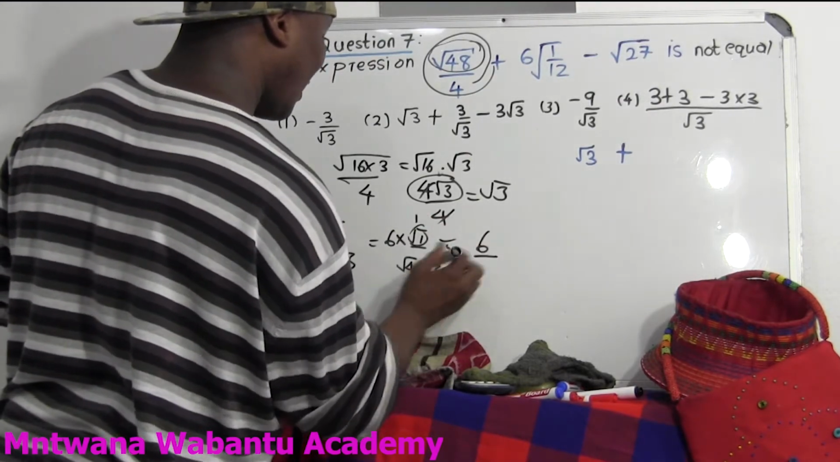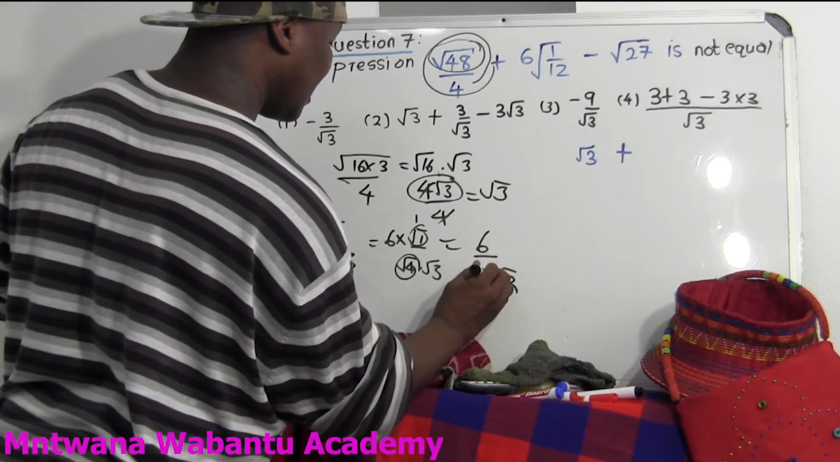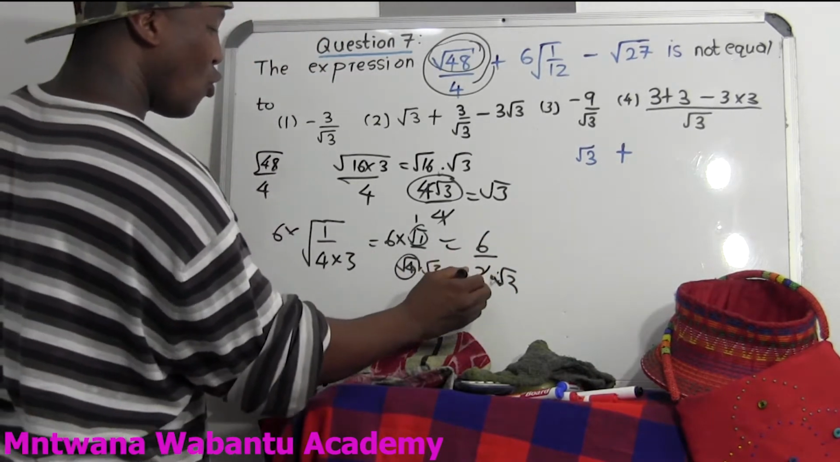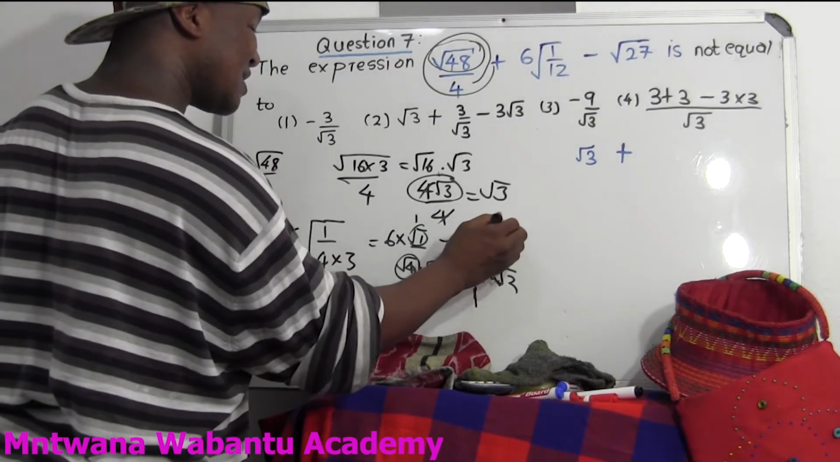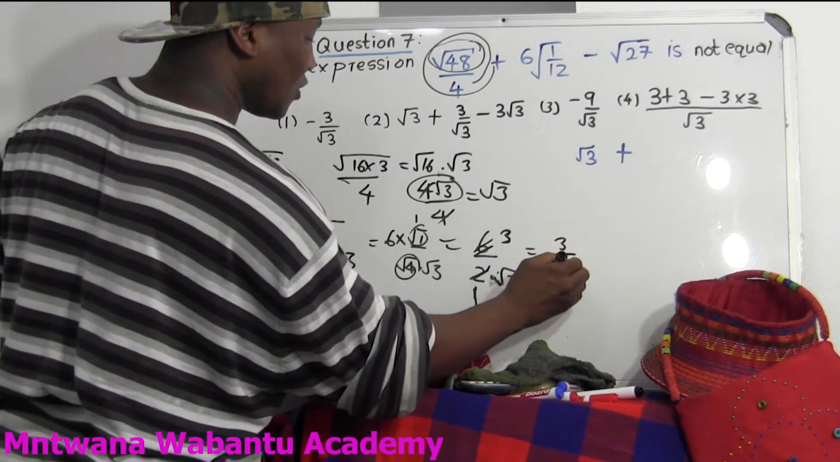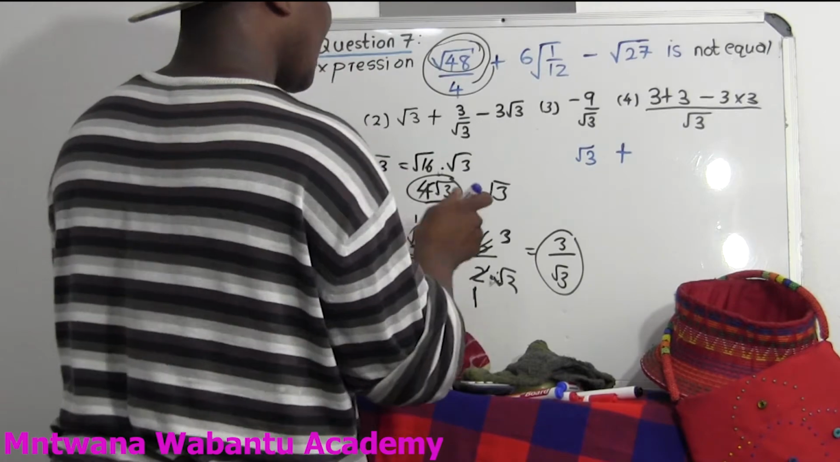6 times 1 equals 6 over square root of 4, which equals 2 times square root of 3. You can just say that: square root of 3. So 2 by 2 is 1, and how many 2s in 6? 3. So here we have 3 square root of 3. So all this stuff equals 3 square root of 3. So we get the second one, and this is going to be 3 square root of 3.